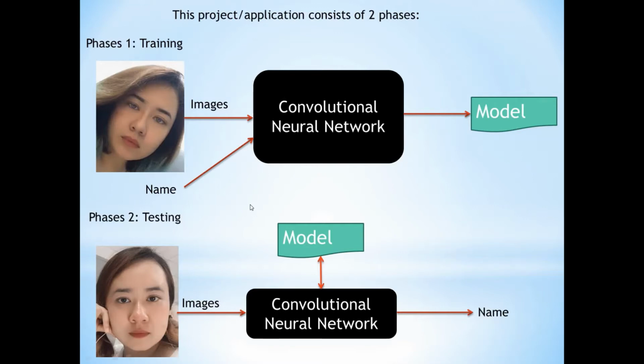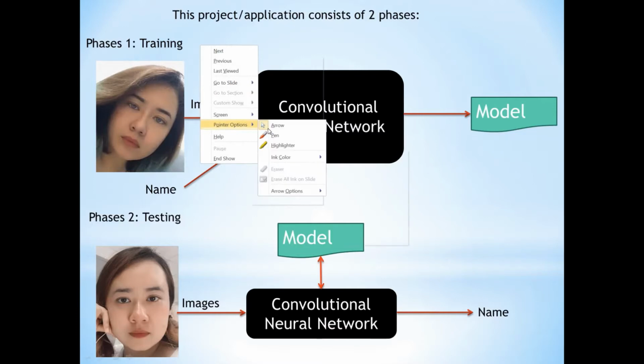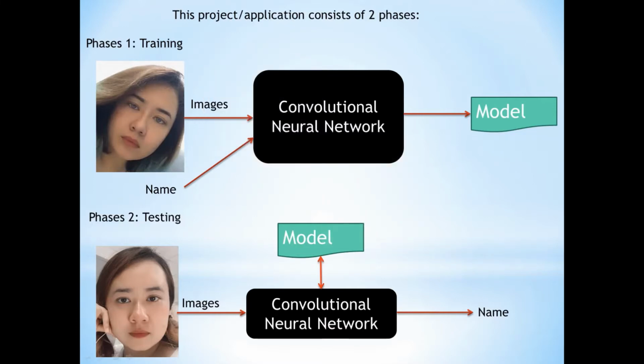So as we can see here, let me activate my pen. Yeah, so this consists of two main phases. Phase one is training, where we train our system. We use the CNN, the convolutional neural network, to train our system on new persons. Then when we do the testing later on, we can recognize the person from the trained model.